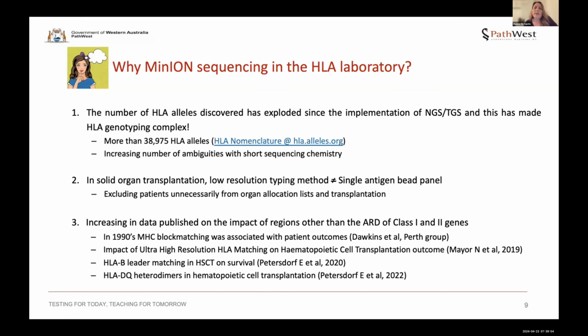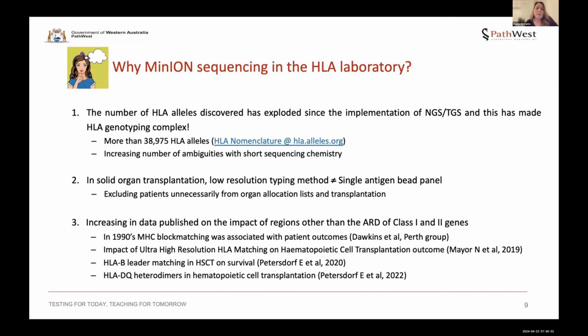So why MinION sequencing in the HLA laboratory? So when we started looking at long-range sequencing, there were a lot of people who were already doing next-generation sequencing, and so the number of HLA alleles discovered had exploded, and this made genotyping complex again. So we now have more than 38,000 alleles in the database, and we found that although we had moved to second-generation sequencing and we had reduced the number of ambiguities we were seeing with Sanger, we started to see ambiguities again with the short sequencing chemistry just because of the numbers of HLA alleles that were being discovered.